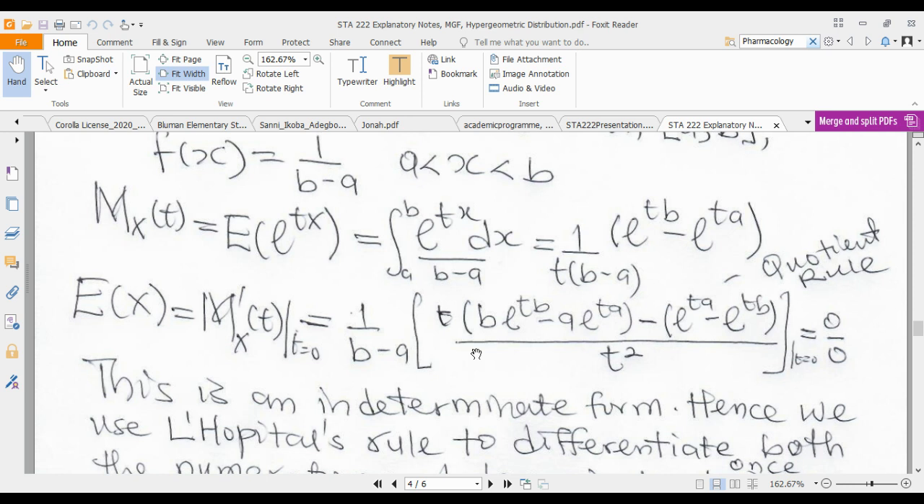That is what was used to obtain the relationship 1 over b minus a into bracket this, and you now evaluate it at t equals 0. You can see there is a t at the top and a t at the bottom, so the t can cancel out, and everything will now be b e^(tb) minus a e^(ta), in brackets, over e^(ta) minus e^(tb). This is 0 minus 0 all over 0.